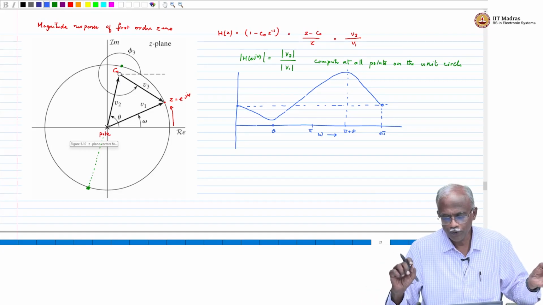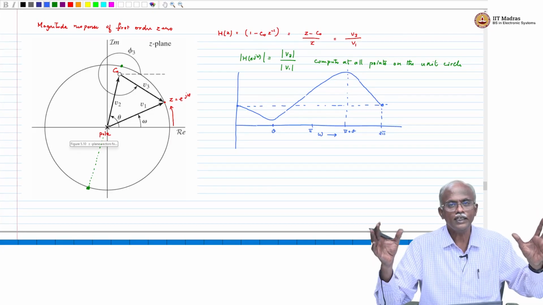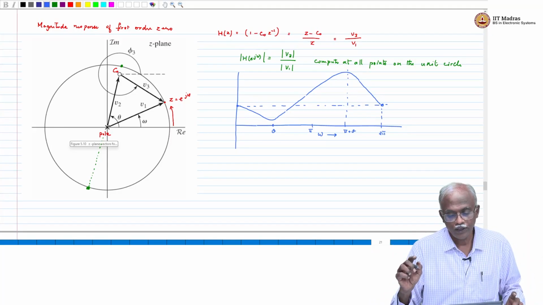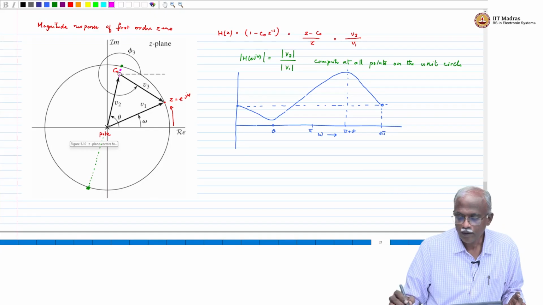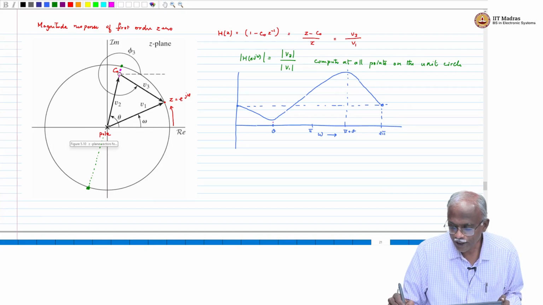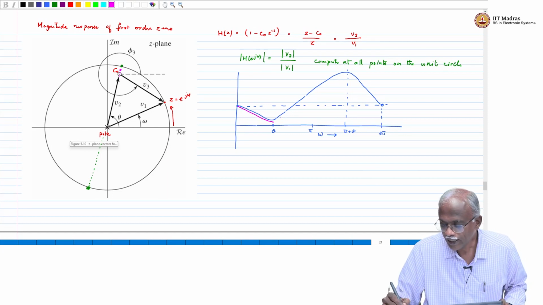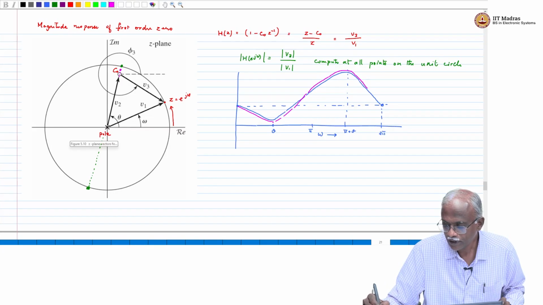So I hope you are starting to see how we are visualizing the magnitude response of a first order 0. Okay. Now, supposing I push this 0 a little closer to the unit circle, what will happen? This minimum point will come closer, will come a little lower, and the maximum point will go a little bit higher, and then comes back to the starting point.